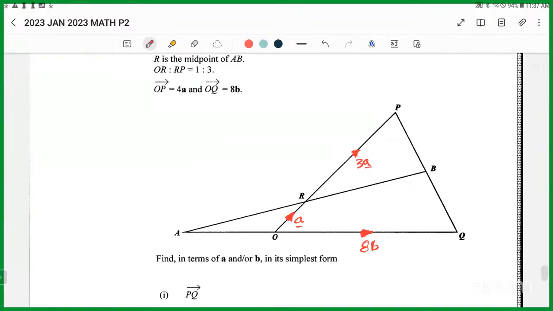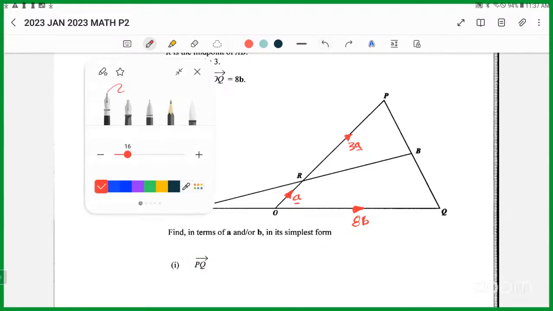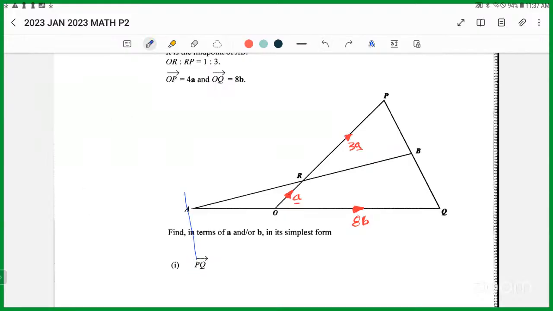Now, this question is asking for the vector PQ. And as I always say, look if you can use O times the last minus O times the first. We know the position vector of P, and we also know the position vector of Q. So we don't need to use a diagram to find PQ. It is O times the last minus O times the first, so it becomes OQ minus OP. When you can use that, you use it. The OQ is 8B, minus the OP, which is 4A.